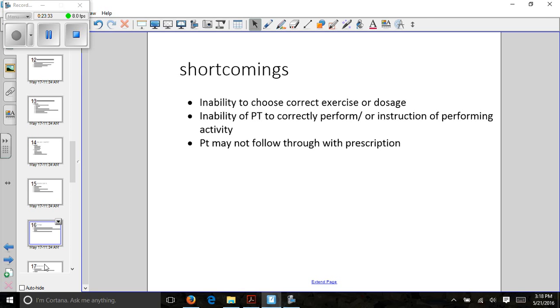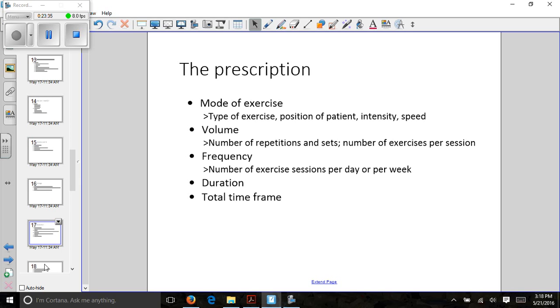That's your salesmanship. So when you write the prescription, there are some do's and don'ts. The real nuts and bolts behind writing a prescription are, you have to have the mode. So what do you want them to do? Okay. Do you want them to run? Do you want them to swim? Do you want them to bike? Do you want them to walk?